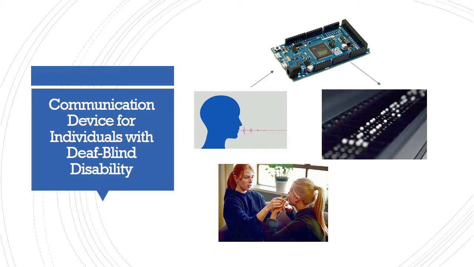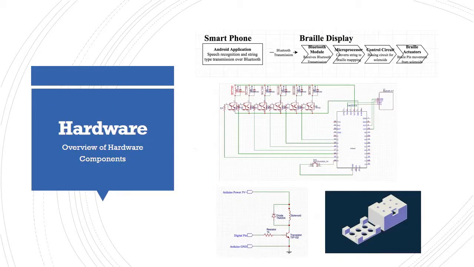While a variety of products exist for individuals with visual disabilities or hearing impairment, few technologies cater specifically to individuals suffering from deaf-blindness. Motivated by this information, our group focused on developing a product to perform real-time speech-to-Braille conversion to make it more convenient for deaf-blind individuals to communicate and complete everyday tasks. An overview of our system is shown on the screen.